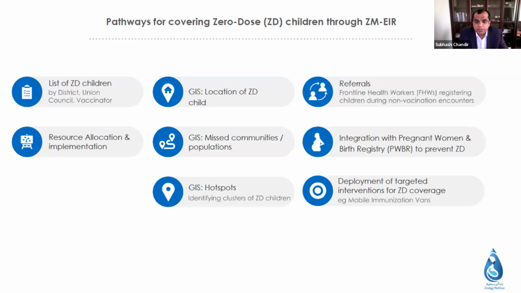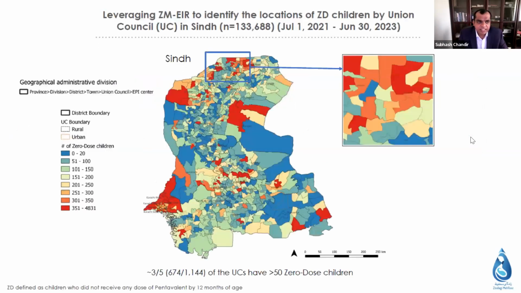The other integration is with the pregnant women and birth registry. I'll talk more about it in a bit, and this prevents the zero dose from happening. And then thirdly, there is also the deployment of targeted or tailored interventions for zero-dose coverage, for example, mobile immunization vans and other interventions that are utilized by the government and partners to tackle the zero dose. Next slide, please. This is an example of how GIS is used to identify the areas which have a larger number of zero-dose children. Here you can see the way the administrative division in Pakistan is. There are provinces, divisions, districts, towns, and union councils, or UCs.